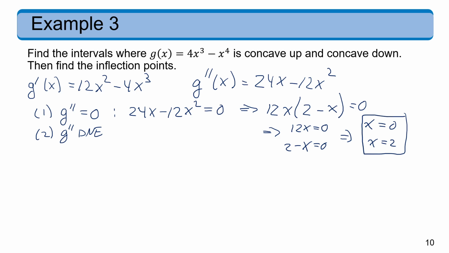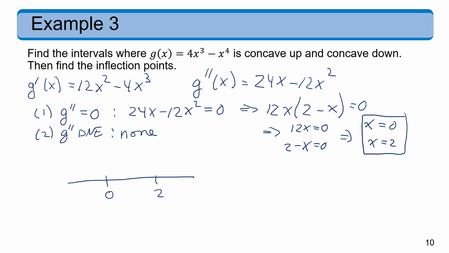Now let's look at values that make g double prime undefined. Well, notice g double prime is a polynomial. It's defined for all x, so nothing here. So we've got two critical numbers, so we put those on our number line in order. Choose test points. Notice here there's no domain issues. g is defined for all x. In a previous example, we had a function that was not defined for all x, so we had to cancel or mark that part off on our number line.